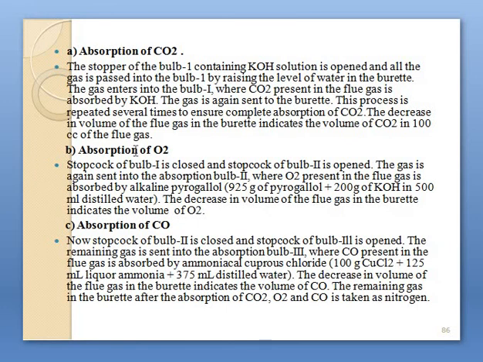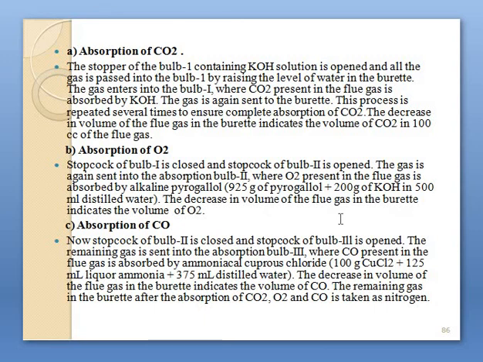Next, absorption of oxygen in bulb 2. So we close bulb 1 and now open bulb 2. The gas is again sent into absorption bulb 2 where oxygen is absorbed by pyrogallic acid. The pyrogallol solution is 925 grams of pyrogallol along with 200 grams of KOH in 500 ml distilled water. That is what alkaline pyrogallic acid is. Now as the oxygen is absorbed, the volume of the flue gas will again be a little lower, even lower than after the first reduction.